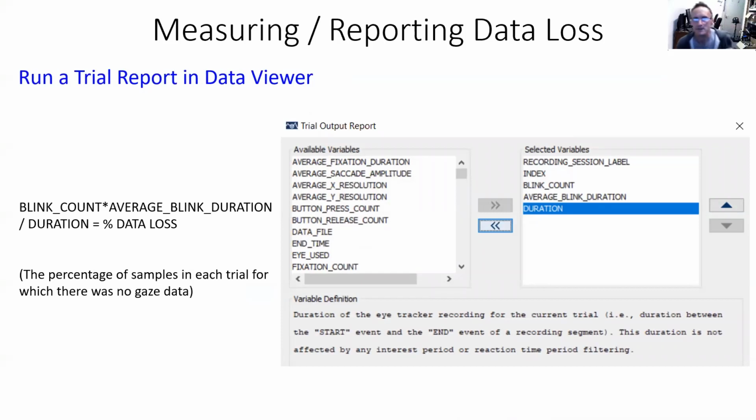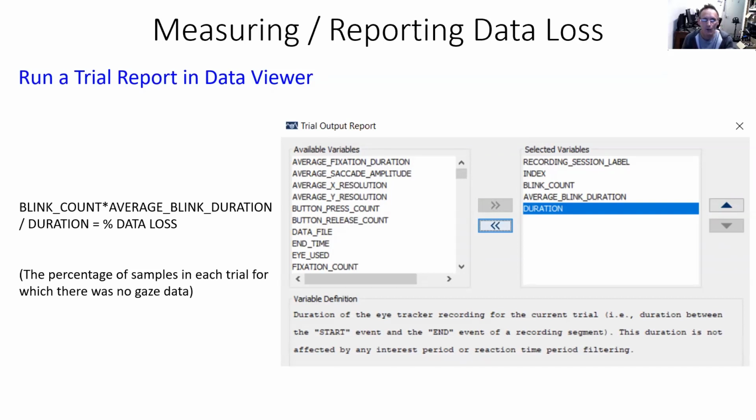The last data quality metric I want to give you some detailed tips on how to record or report is data loss, which is very, very easy. You run a trial report in Data Viewer and you output blink count, average blink duration, and duration. Duration is just the duration of the recording. Blink count is how many times the people blinked.